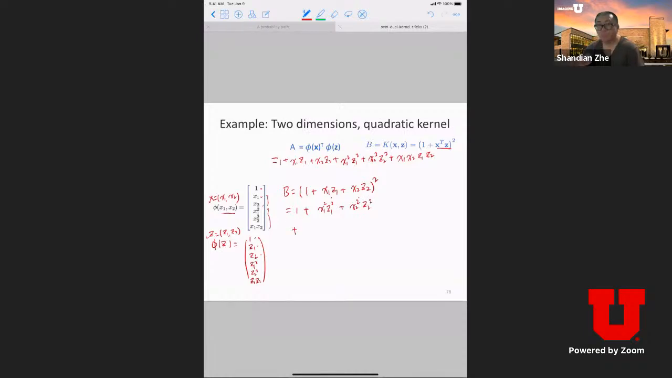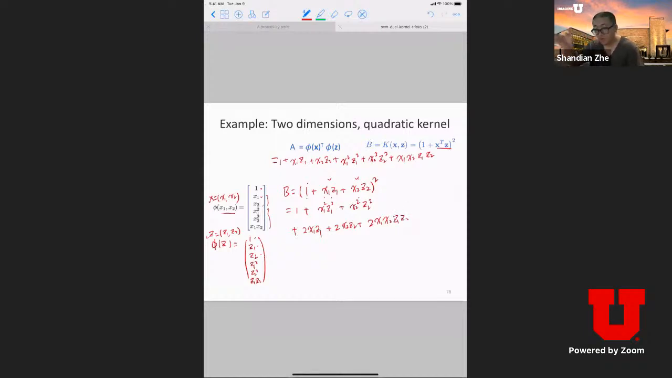And then the cross terms. We actually have 3 cross terms, and we need to multiply by 2 because they appear twice. So this one and this one, we have 2 x1 z1. And this one, we have 2 x2 z2. And this one and this one, 2 x1 x2 z1 z2.